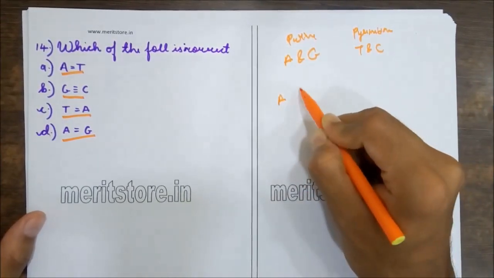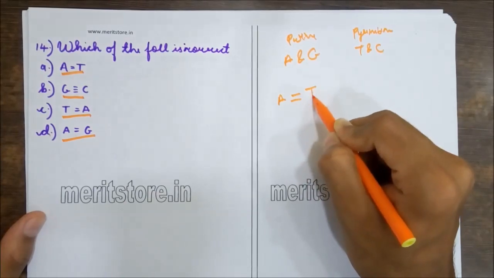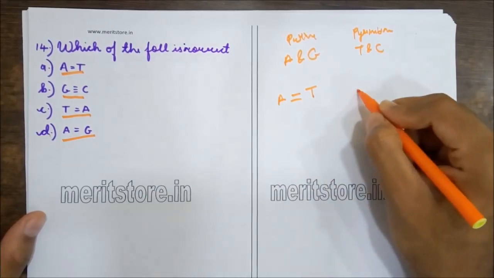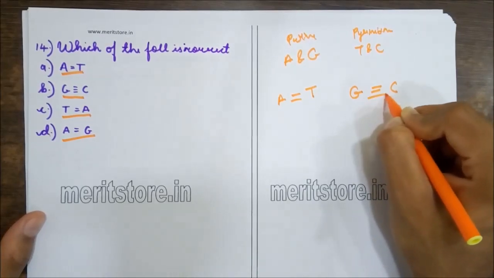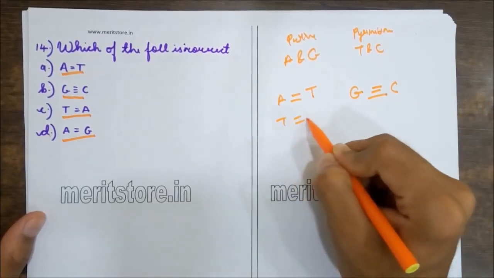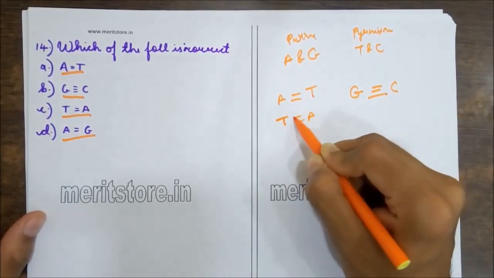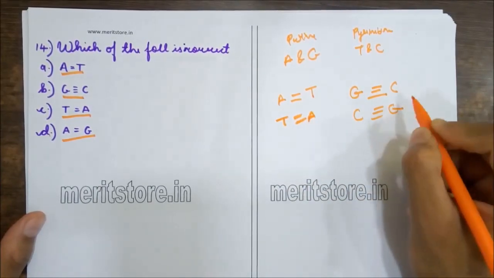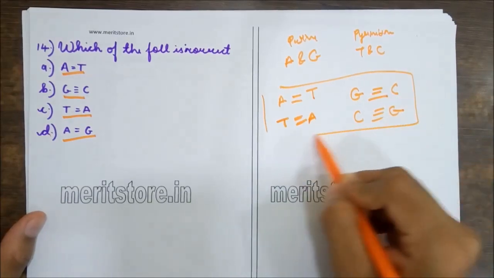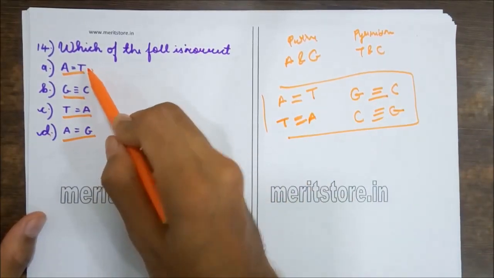Adenine is linked to thymine by 2 hydrogen bonds, and guanine is linked to cytosine by 3 hydrogen bonds. So it can be like this as well, that thymine is bonded to adenine by 2 hydrogen bonds and cytosine by 3 hydrogen bonds to guanine. So all these sequences are correct from this question.